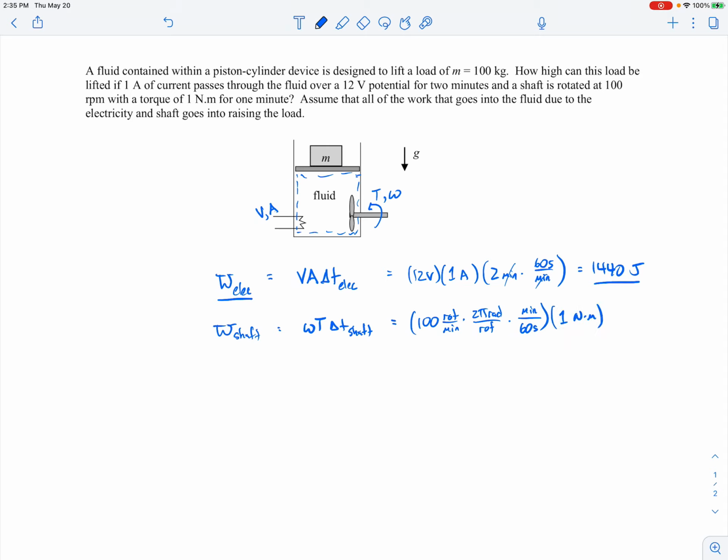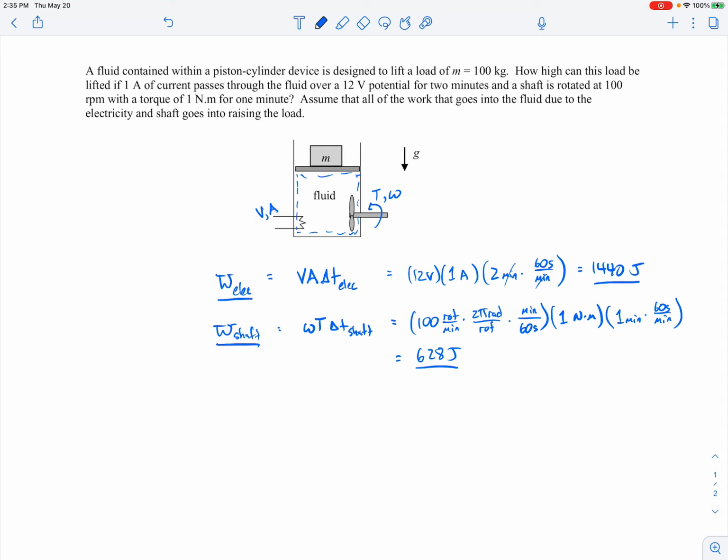So there's that. And then the time is 1 minute, and we again need to convert that over to seconds. So that would be times 60 seconds over 1 minute. And when you plug in those numbers, this comes out to be 628 joules. So that's the work done by the shaft.